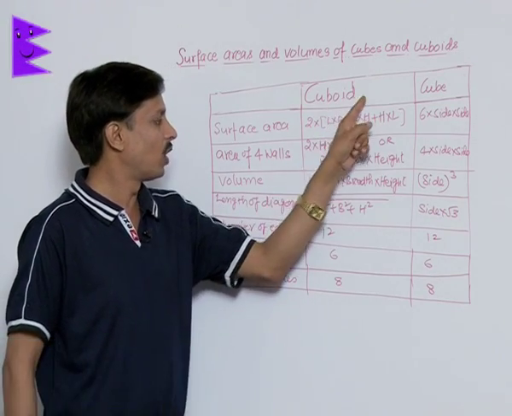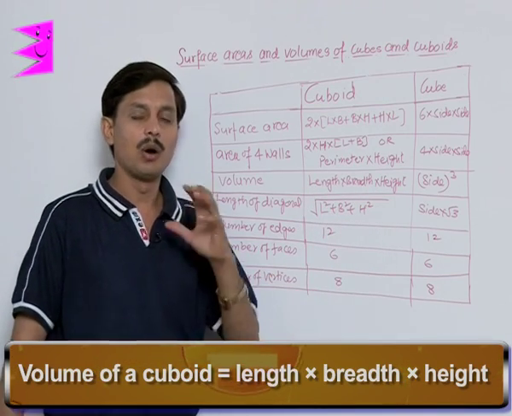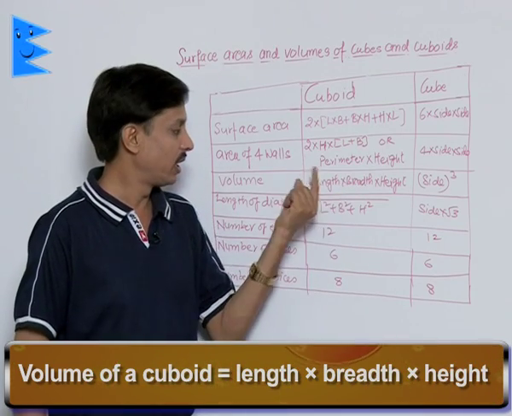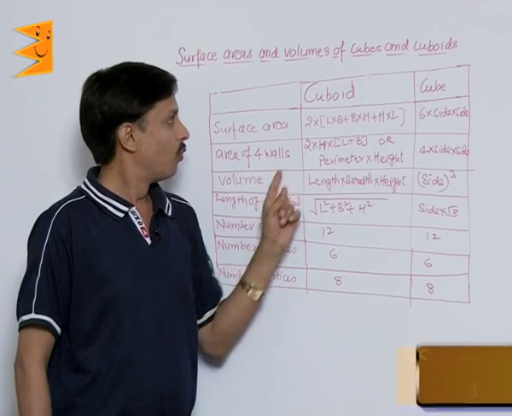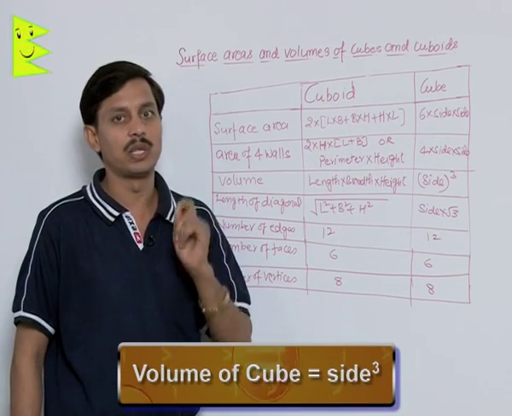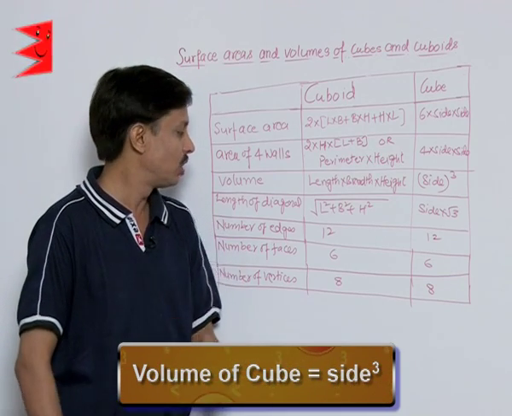The volume of a cuboid is length into breadth into height. Length into breadth is the area, so it can also be written as area into height. The volume of a cube is given by side cubed, that is side into side into side, because length, breadth and height of a cube are the same.